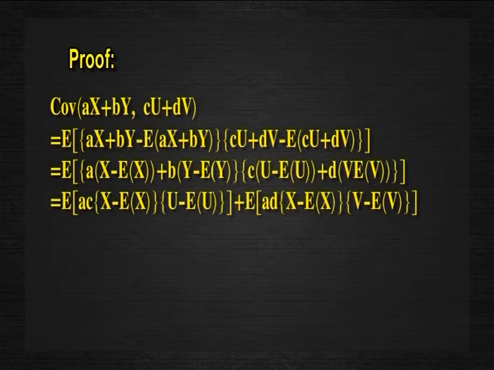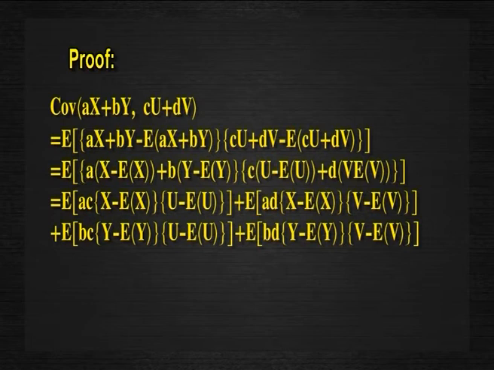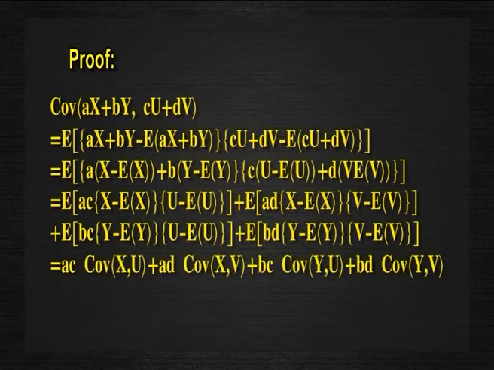a c into X minus E of X into U minus E of U plus expectation of a d into X minus E of X into V minus E of V plus expectation of b c into Y minus E of Y into U minus E of U plus expectation of b d into Y minus E of Y into V minus E of V, which is ac covariance of X, U plus ad covariance of X, V plus bc covariance of Y, U plus bd covariance of Y, V.